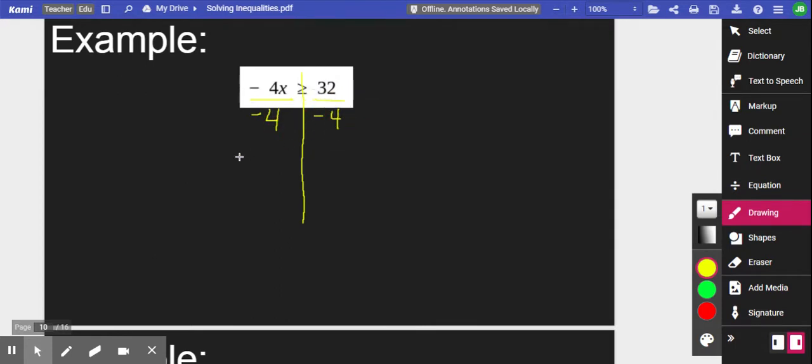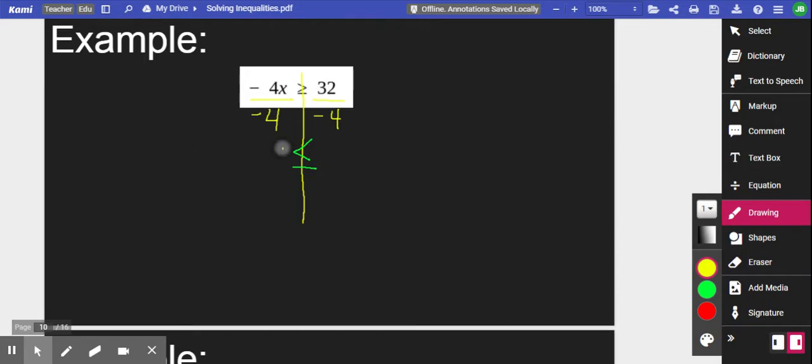Now, when we do this, there's a simple rule in inequalities that whenever you multiply or divide by a negative number, this symbol in the middle is going to have to flip directions. So I'm going to take care of that right away so I don't forget. So instead of being greater than or equal to, this symbol is now going to become less than or equal to.